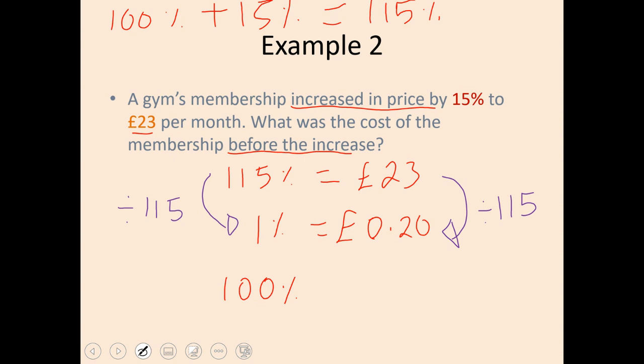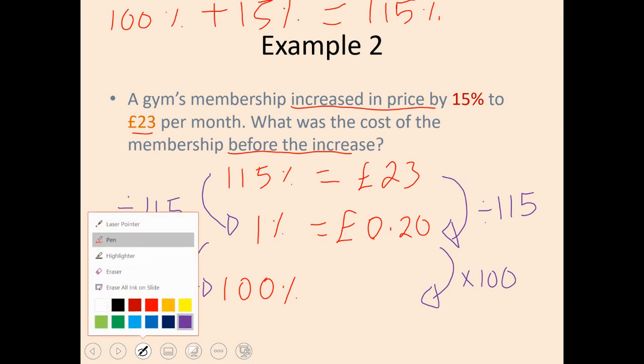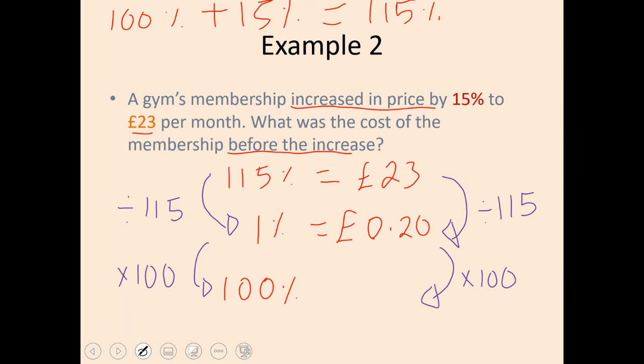And then afterwards, you're going to have to multiply both sides by 100. So you multiply both sides by 100. Whatever you do to this side, you do to the other as well. So 20 pence times 100, that would have to be £20. Okay, and again, it makes sense.